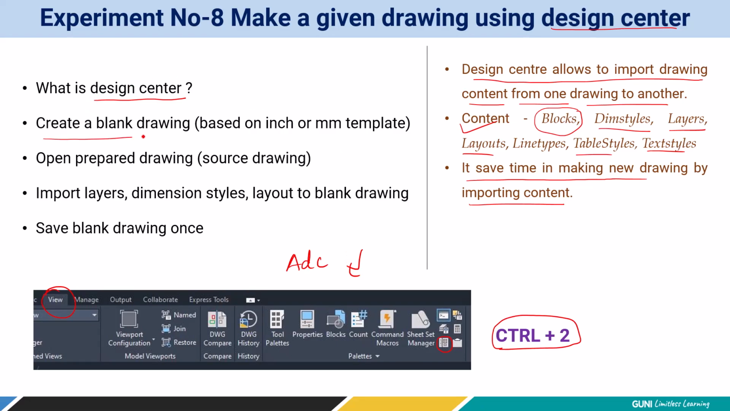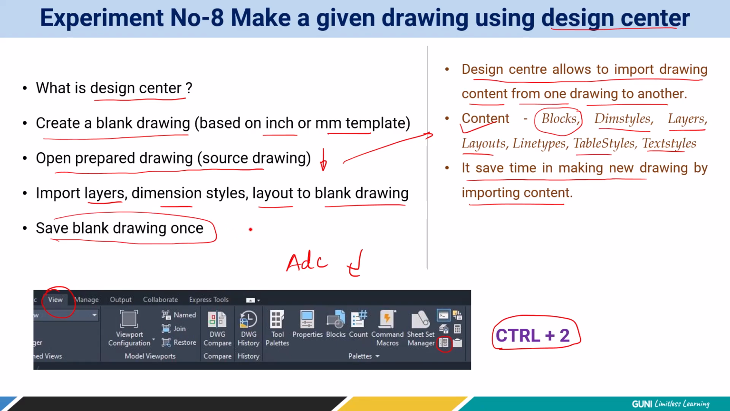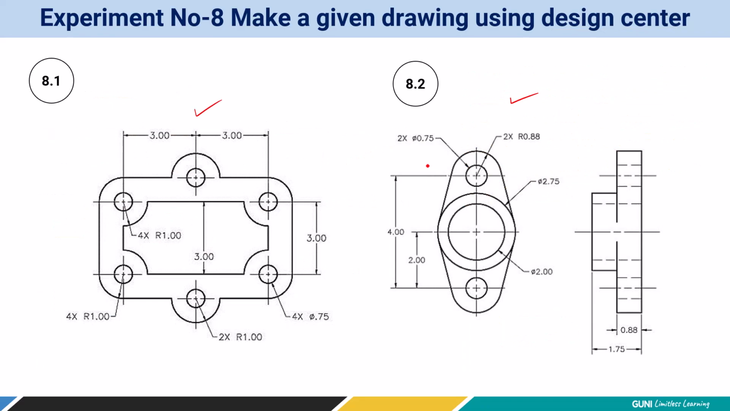Now you have to create a blank drawing based on the type of exercise you are given, whether it is inch or millimeter. Then open the source drawing, the already prepared drawing from which we are going to import the standard content, that is layers, dimension styles, layouts, and the title block if it is given. Then save the drawings and complete the exercise. These are the two exercises that we are going to complete in experiment number 8 in AutoCAD using Design Center. So let's switch over to AutoCAD.